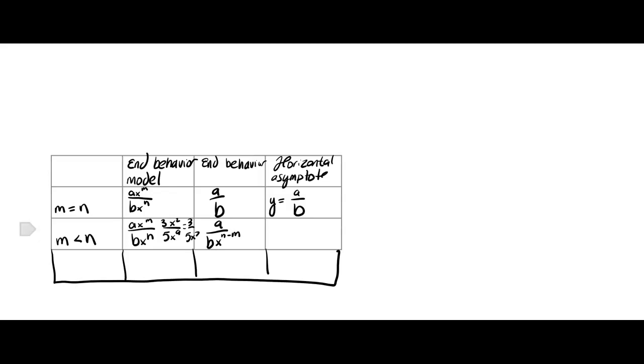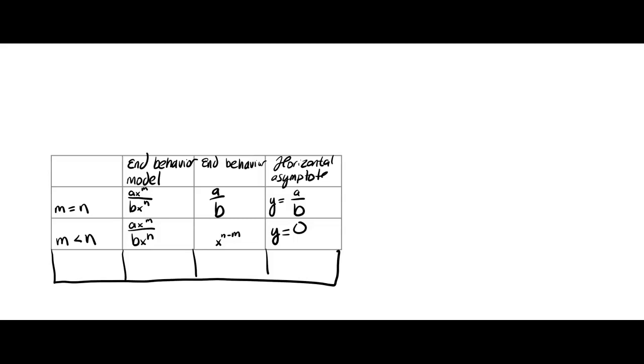And what's going to happen is I'm going to have a horizontal asymptote at y equals 0. Because as I plug in bigger and bigger and bigger numbers for x, my denominator becomes increasingly large, which is going to make my actual number in general very, very small. So it is going to approach 0, but never actually touch 0.